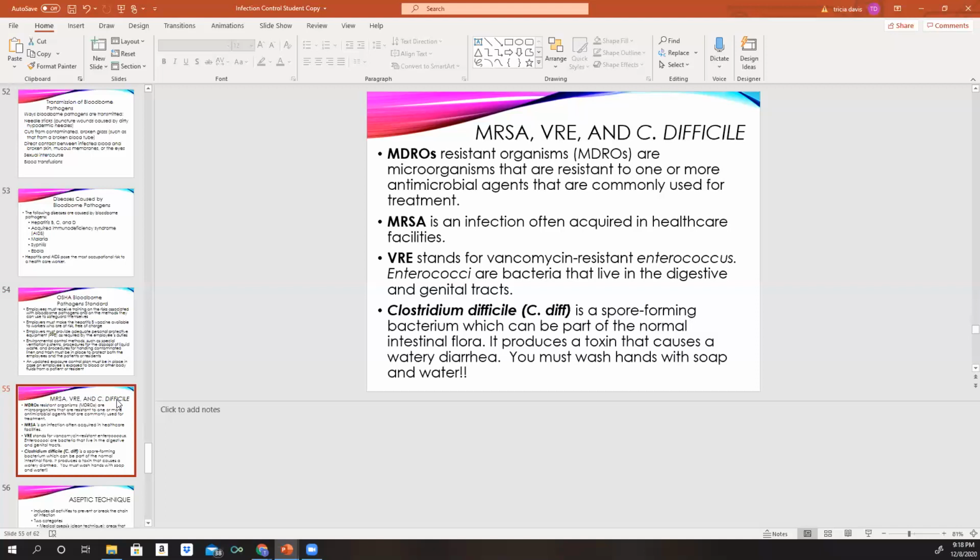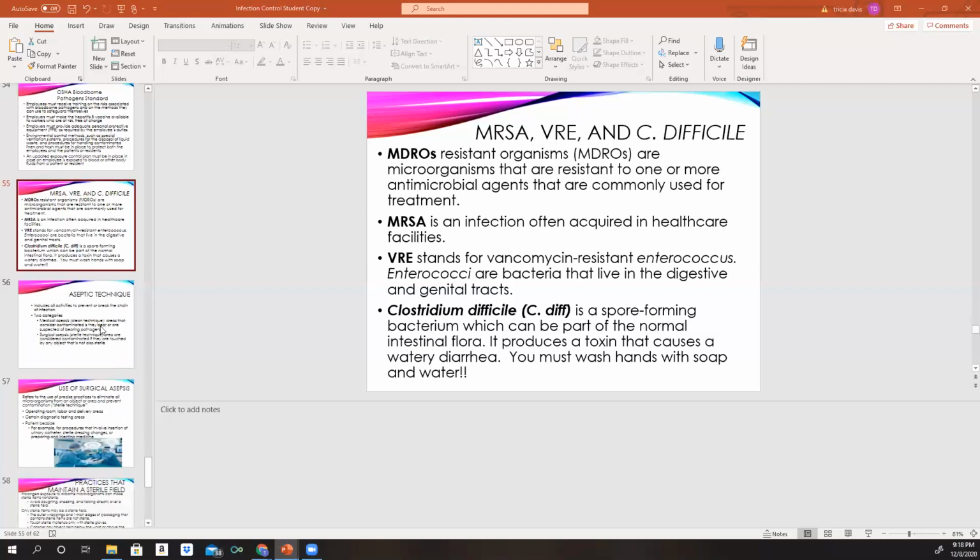Then we have VRE. VRE stands for vancomycin-resistant enterococcus, and enterococci are bacteria that live in the GI tracts and the genital tracts. And then like we spoke about earlier, you have your C. diff, which is a spore-forming bacterium, which can be part of the normal intestinal flora, and it produces a toxin that causes that watery, contagious diarrhea, and you have to wash your hands with soap and water.